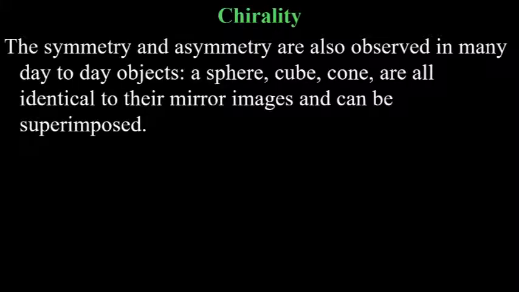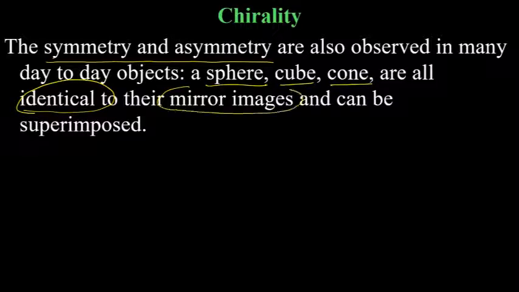Now, related to this one is chirality. Chirality is just a term I'm going to explain, and then you will understand. It is related to basically symmetry, asymmetry. The symmetry and asymmetry are also observed in many day-to-day objects. For example, a sphere, cube, cone are all identical to their mirror images. So now we will be talking about mirror images, which will explain the chirality, and then we will relate chirality with the optical activity. Just be attentive. Important concepts here.